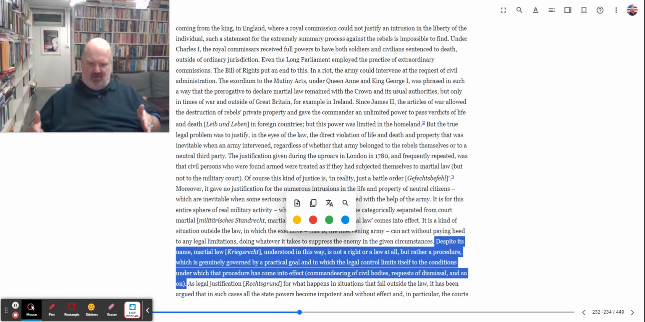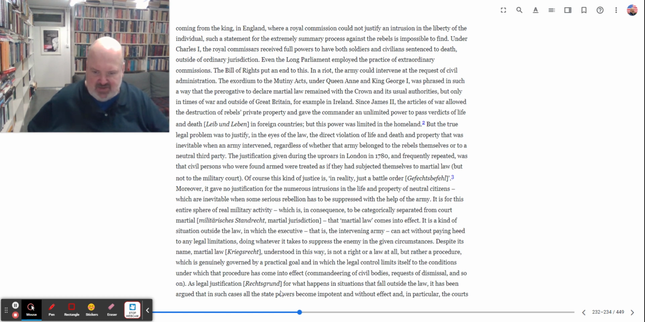Martial law is rather a procedure whose goal is restoring order, and the legal control limits itself to the conditions under which the procedure came into effect. That is commandeering bodies, requests of dismissals, and so on. In other words, it's not a name. Martial law, understood in this way, is not a right, not a concept of right, legitimacy, or a law at all, but a procedure, in a sense, serving as legal justification for what happens in situations that fall outside the law.